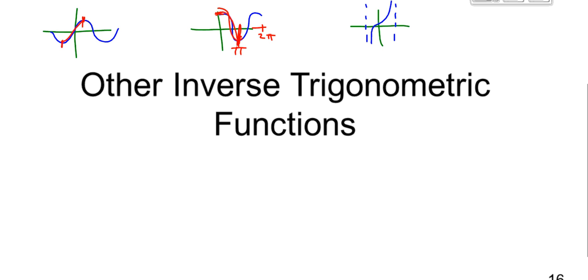For tangent, look at that. We get one full cycle, which is actually the real numbers, correct? Between negative pi over 2 and pi over 2. But is it defined at negative pi over 2 or pi over 2? It is not. So we're not going to include those as we go through this.